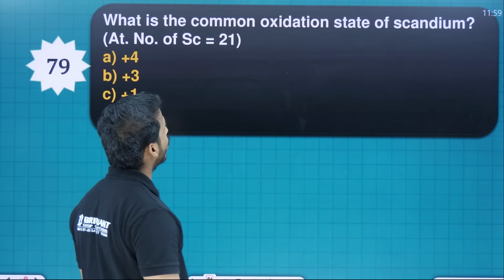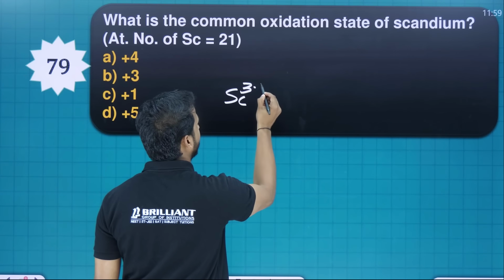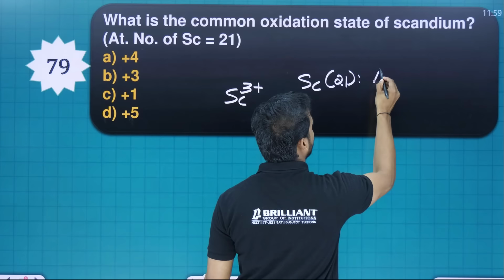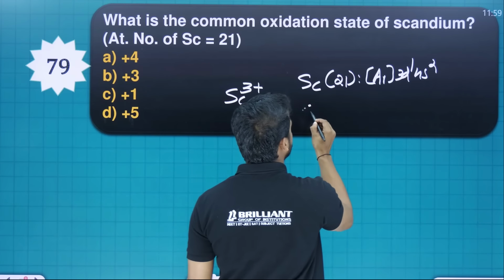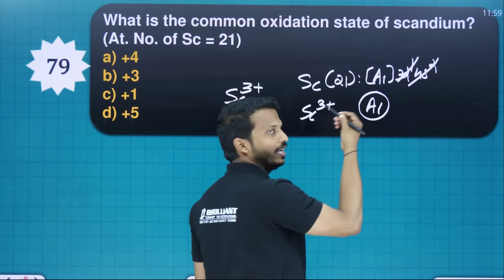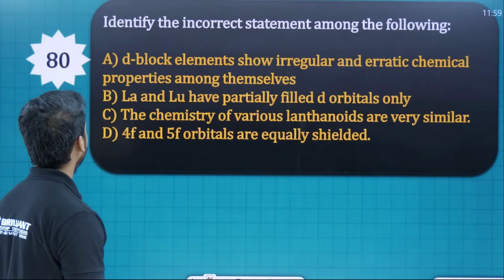79. What is the common oxidation state of scandium? Just as we discussed, the scandium common oxidation state is 3+, because scandium atomic number is 21. So configuration will be argon 4s2 and 3d1. So scandium 3+ means what? It will lose these 3 electrons. So argon configuration is stable. So scandium shows +3 oxidation state.